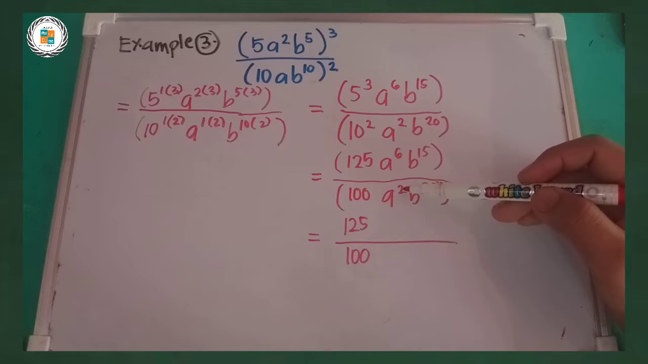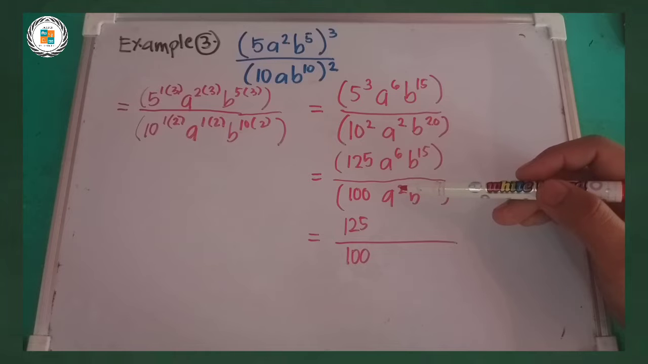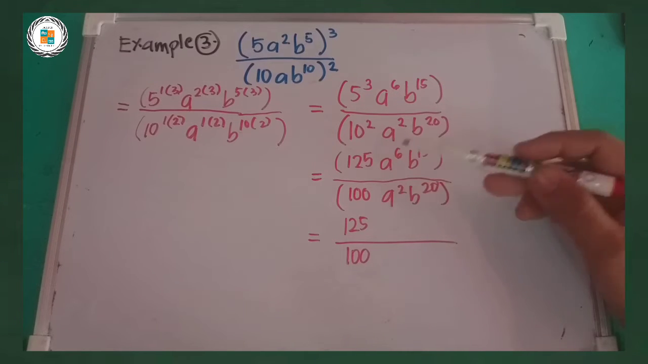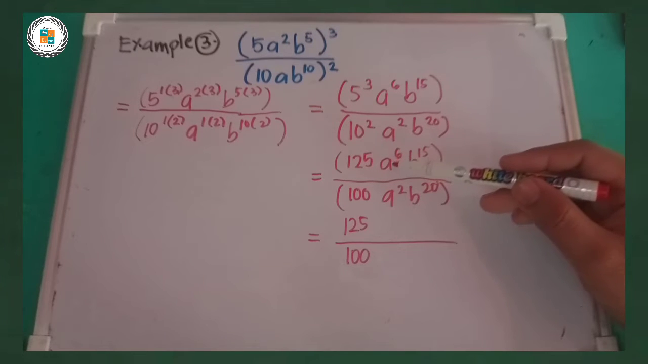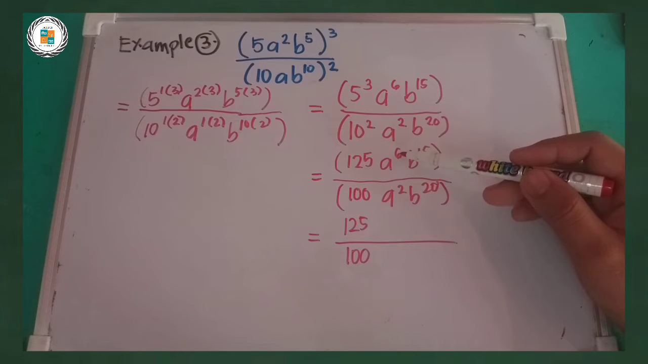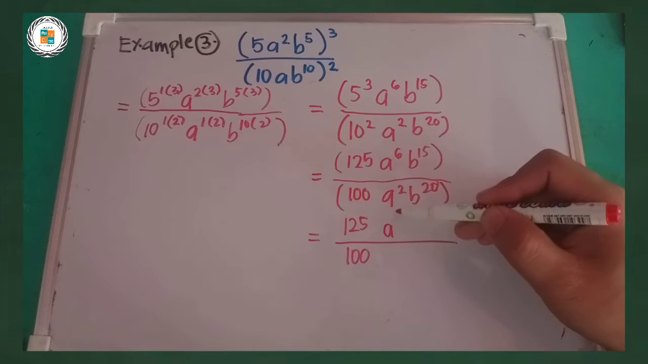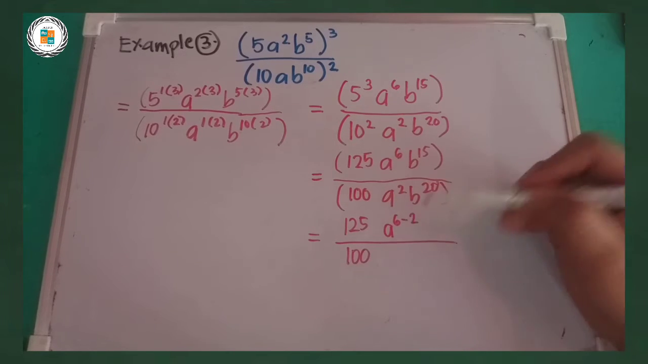But take note, the question is where should we subtract? Should it be in the numerator or in the denominator? Okay? We subtract the bigger exponent between the two. So between a raised to the power of 6 and a raised to the power of 2, a raised to the power of 6 is bigger. So therefore, we subtract in the numerator. So it becomes a raised to the power of 6 minus 2.